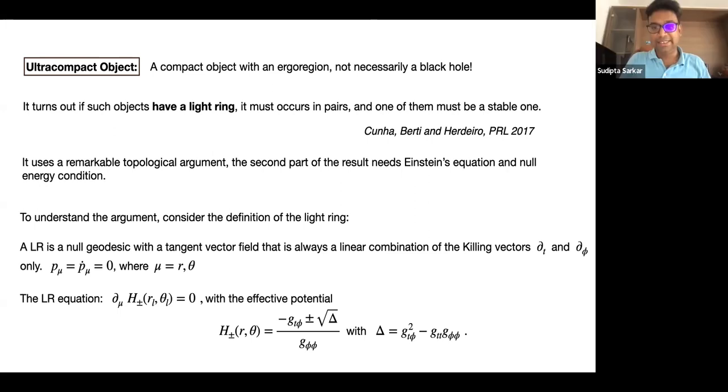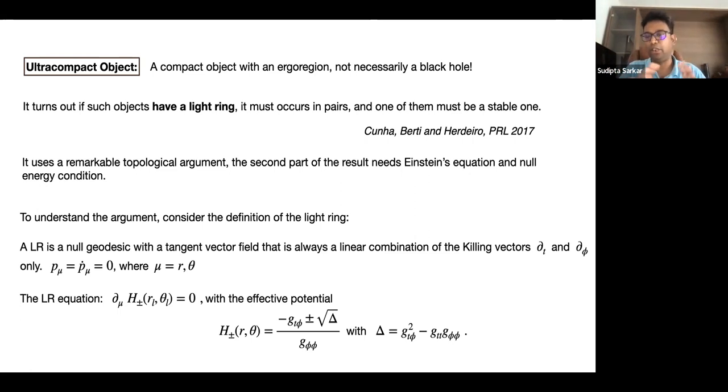Okay, so the existence of the light ring. If you demand that there exists a null geodesic, then you can show that the existence of that null geodesic ultimately reduces to the solution of this particular equation, where del mu h plus minus equals 0, and where h is some kind of potential function. I'm just calling it a potential function in analogy with the Schwarzschild case, okay?